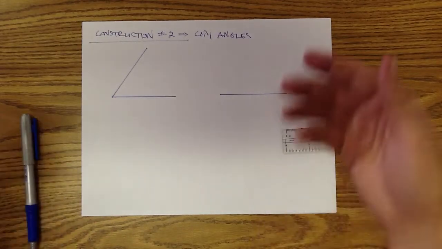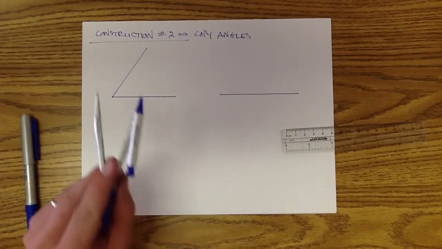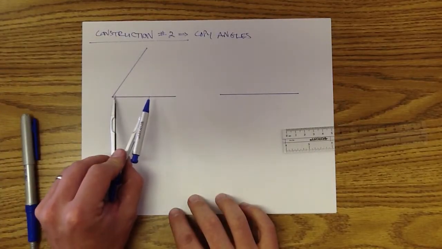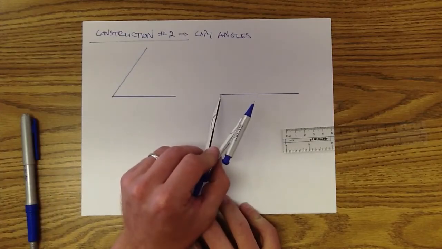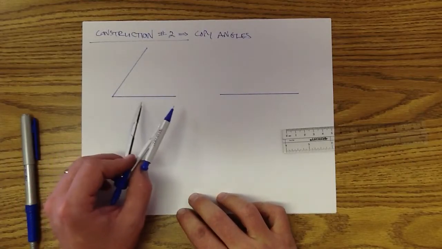Okay, this second video with constructions, we are going to try to copy an angle. So we're going to try to take this angle right here and copy it over to this segment that we've started over on the right side of your screen. This first angle, if you look at it, is an acute angle.